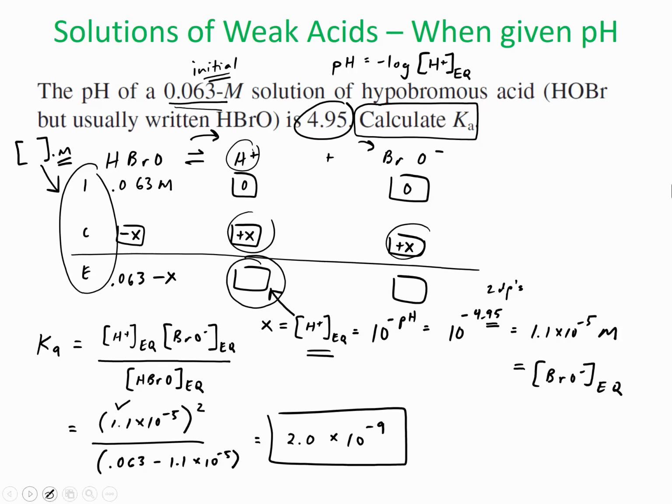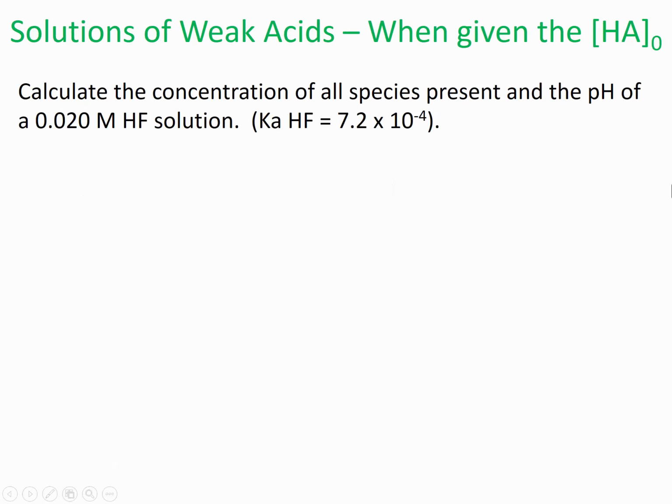So let's go on to the next problem. This is slightly different, but you'll see that the strategy is the same: we set up our ICE table, and then we organize the information by figuring out what they're telling us and not telling us in these boxes here. So let's move on to another example.